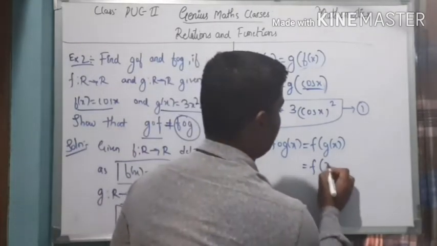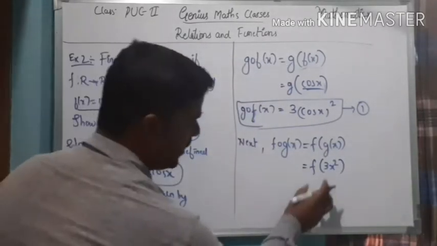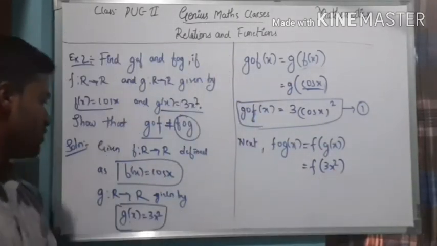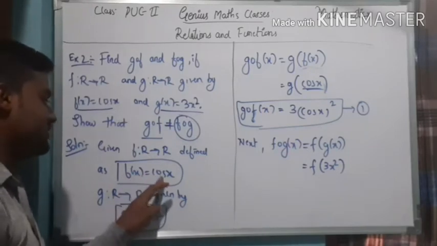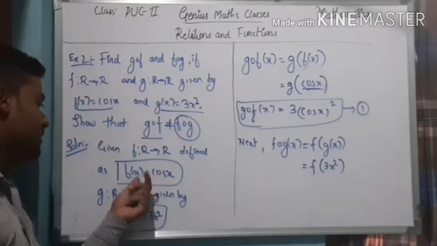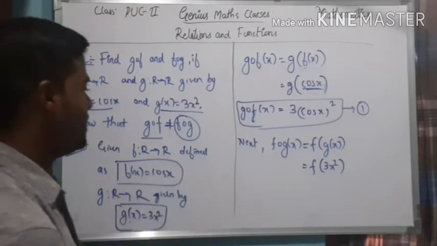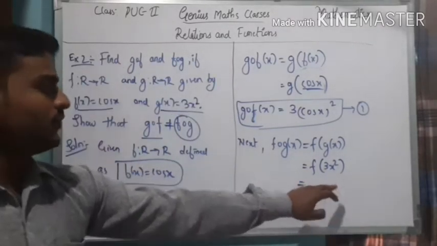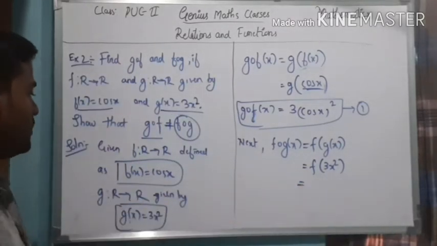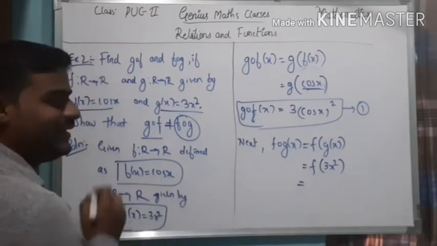Therefore, f of 3x square. Now we need to find the value of f of 3x square. Here, f of x is cos x, so in place of x we have the function cos x, and here also we need to change x. Apply it for 3x square: if f of x is cos x, then in place of x it is 3x square.